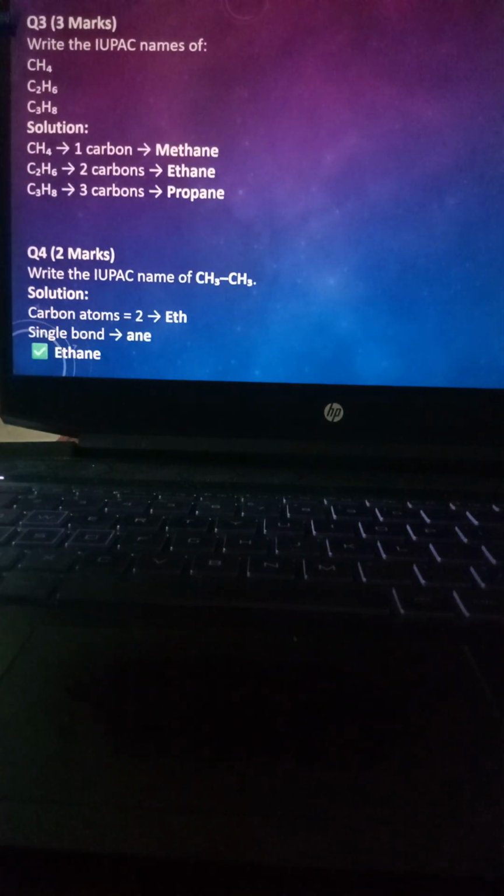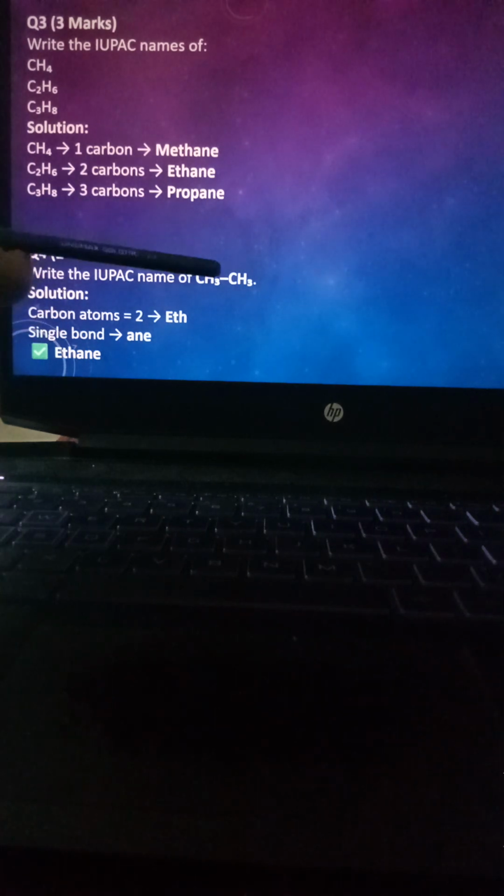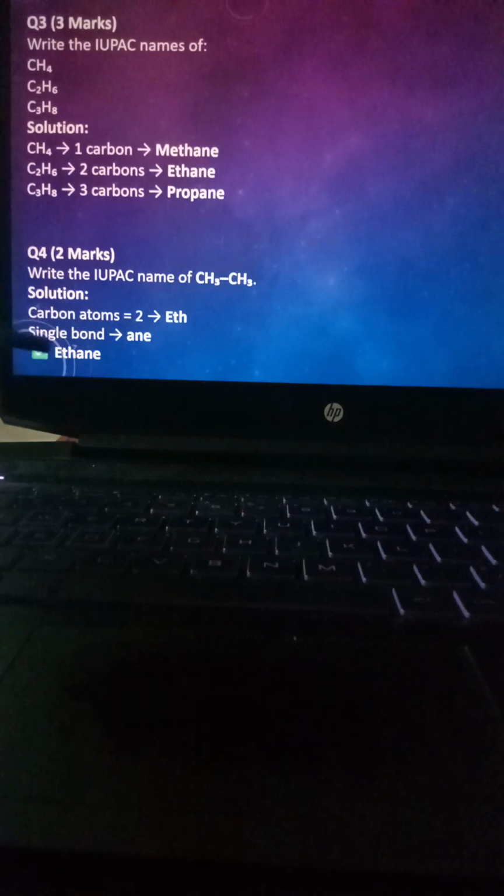Write the IUPAC name of CH4. CH4: 1 carbon means meth, single bond ANE, methane. C2H6: 2 carbons, eth, single bond means ANE, ethane. C3H8: 3 carbons means prop and single bond ANE, propane. Write the IUPAC name of CH3CH3. How many carbons are there? 2. So eth. It has a single bond, so it is ANE, ethane.